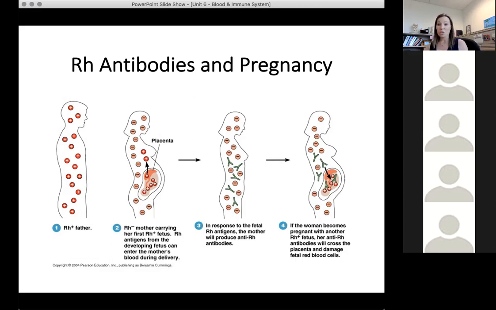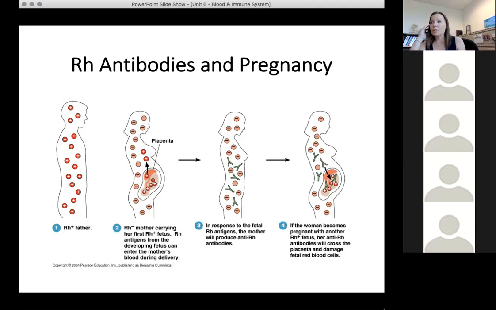So normally there's no direct contact between maternal blood and fetal blood, but during childbirth, when the placenta detaches, there could be a little bit of mixing. And if that does happen, then the mother could be exposed to the baby's blood and to the Rh antigen that's in the baby's blood. So if she is exposed to that, then remember, she is going to make antibodies against that foreign antigen because it's an antigen that is not present in her blood since she's Rh negative.